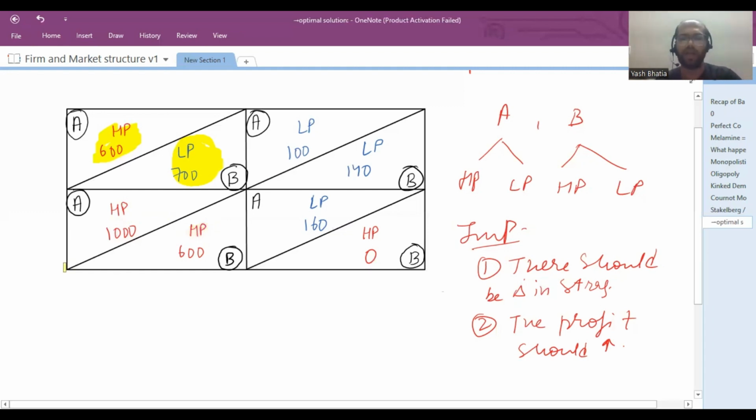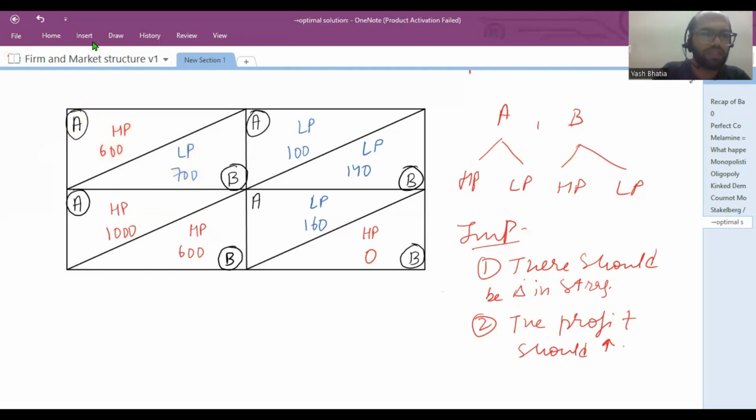If the second quadrant is designed in the way that A and B both are charging high price, then you have to stick with the profit that you are getting with high price. If B is charging low price, then A cannot change the strategy. So it has to stick with high price only and will earn 600 in the first quadrant only. I hope it's clear to you. So this is the concept of Nash equilibrium.